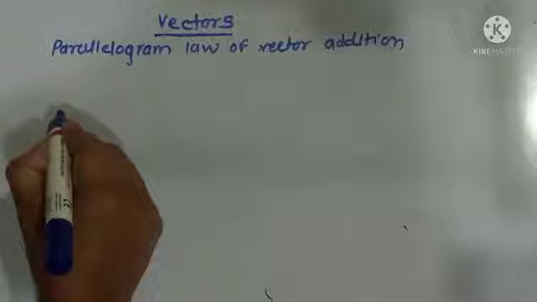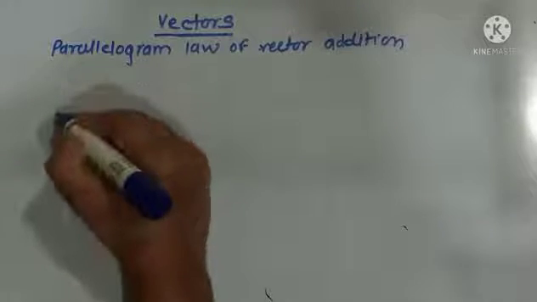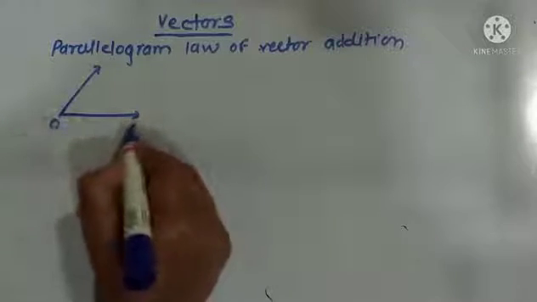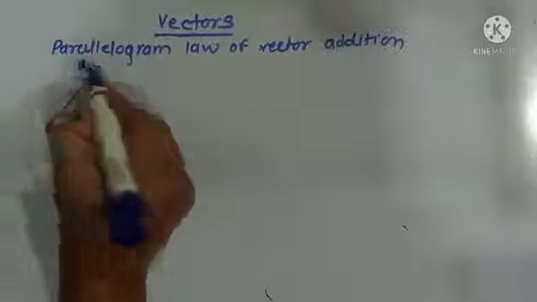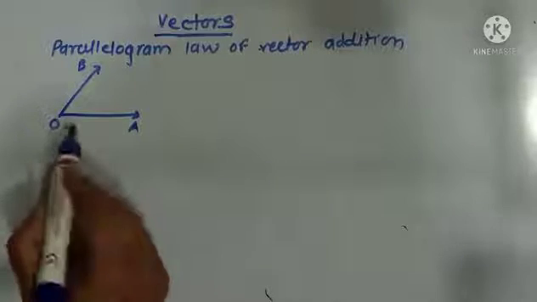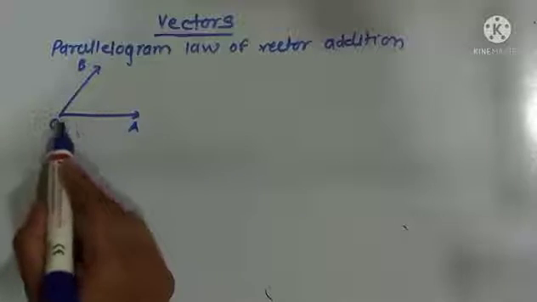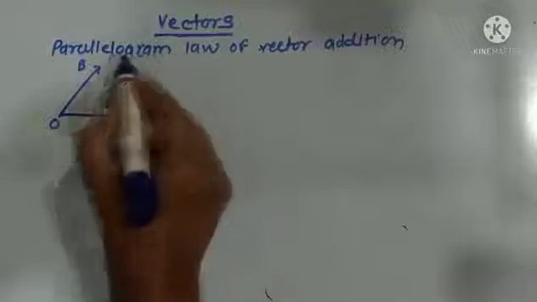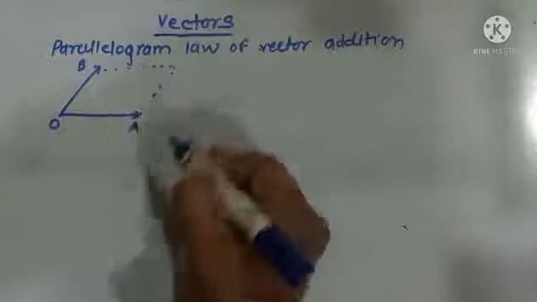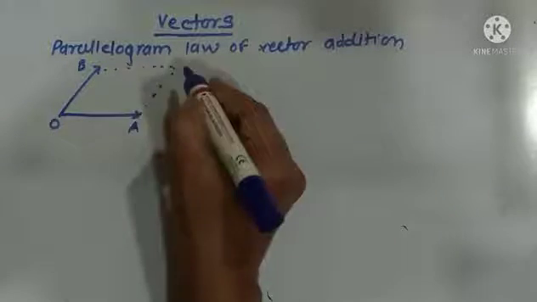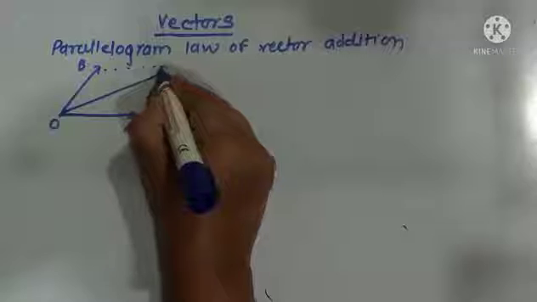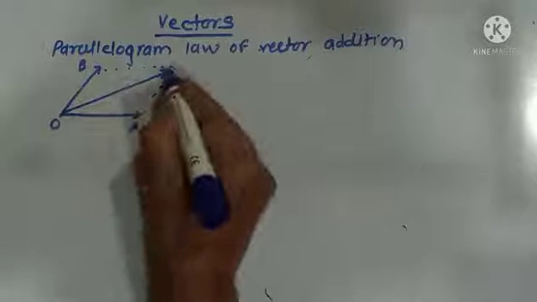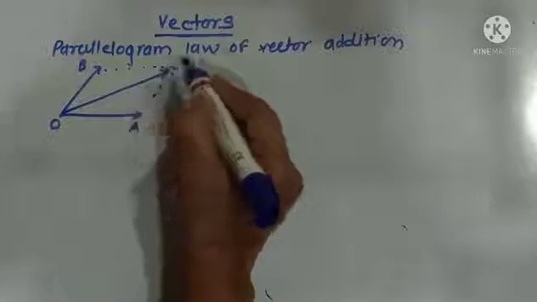If the two vectors are acting on a body and representing the two sides of the parallelogram, suppose this is point O. Now I will call this OA and this OB. So if there are two vectors acting on a body and representing the two sides of the parallelogram, this will be a parallelogram. Then the resultant is represented by the diagonal, both in magnitude and direction, of the parallelogram starting from the same point. This is the statement.